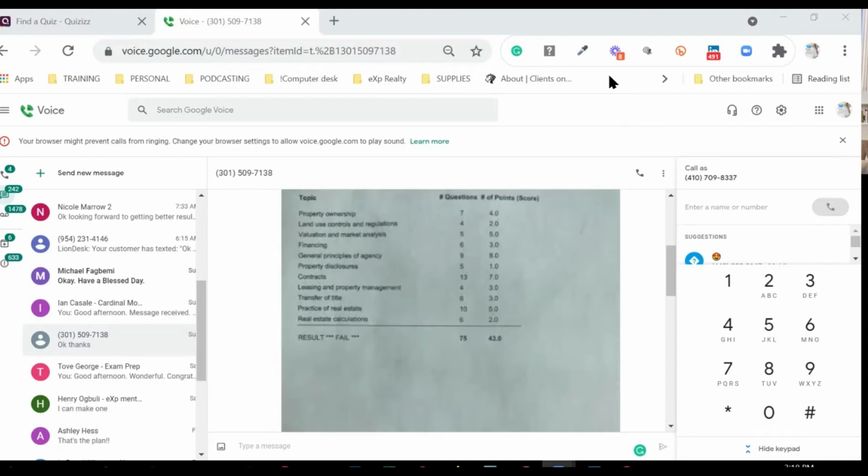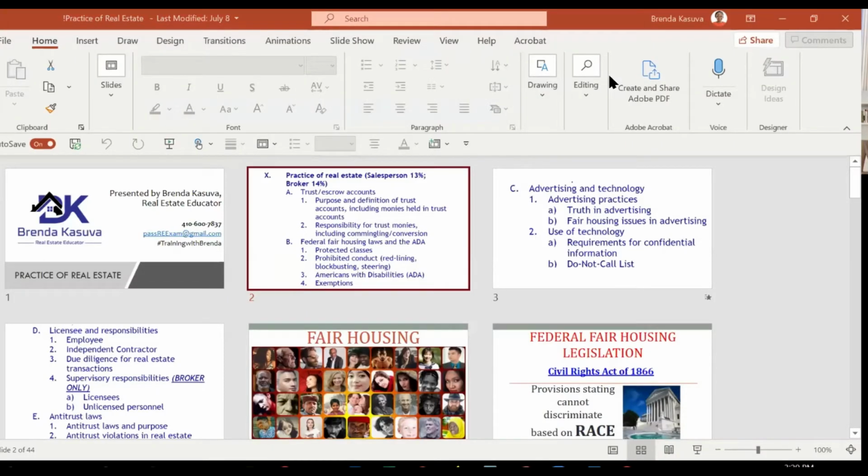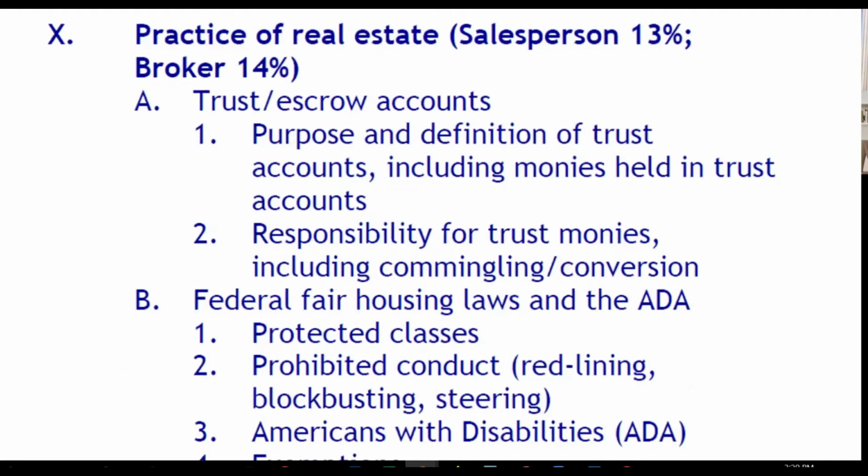Okay. So next one is practice of real estate. Do you see that? I do. With practice of real estate is where they have stuff that you don't use every day. So when you see trust and escrow, you know who's holding that, right? It's either the broker. In practice, it could be the title company, but on the test, it's usually going to be the broker.